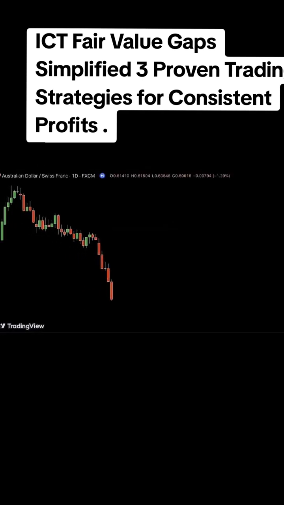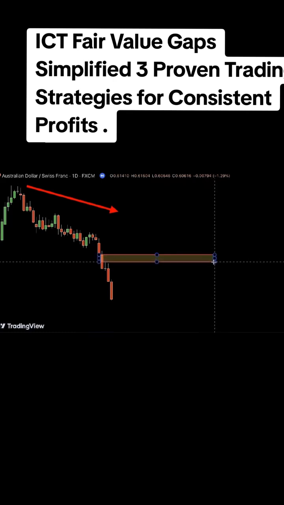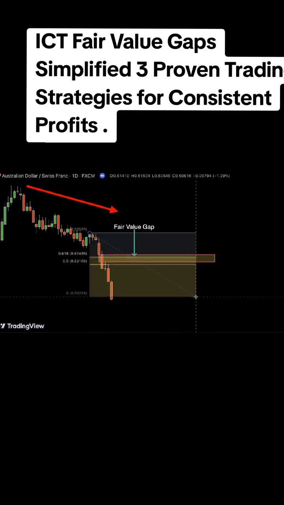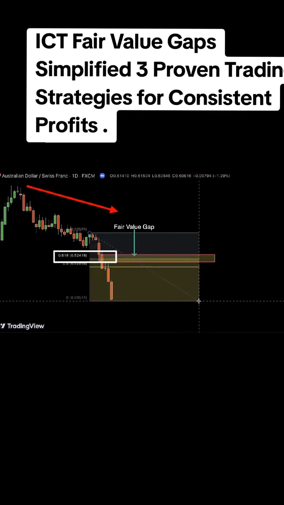Now let's consider the opposite scenario. The market is in a downtrend, forming lower lows and lower highs. A bearish fair value gap appeared as the price dropped sharply. This time we apply the Fibonacci retracement tool from the swing high to the swing low. The 61.8% Fibonacci level lines up with a fair value gap.